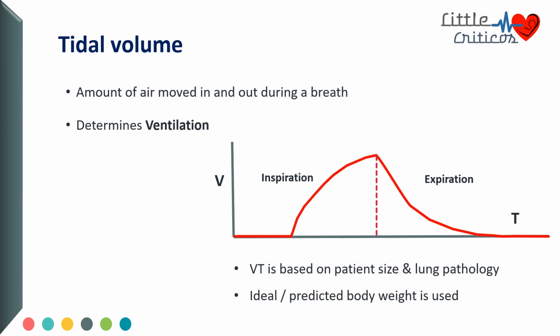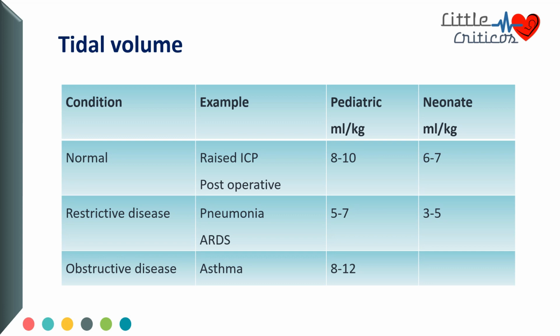Tidal volume is decided based on patient size and lung pathology. An ideal or predicted body weight is used while calculating tidal volume. The tidal volume set varies depending on the condition. In a normal lung condition, in a pediatric age group, 8 ml per kg tidal volume is preferred, whereas a lower tidal volume of 6 to 7 ml per kg is preferred in neonates.